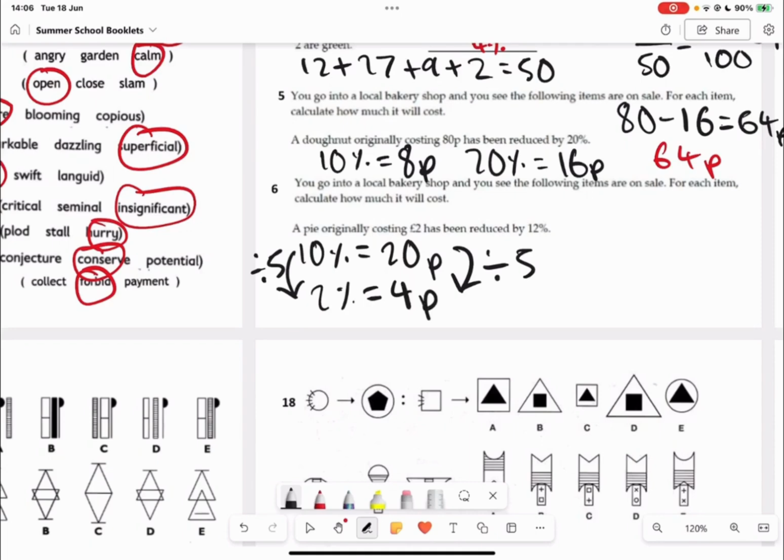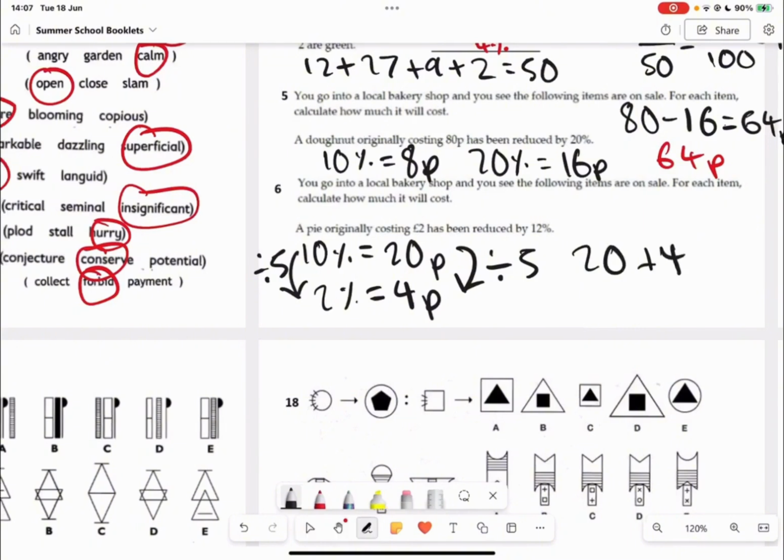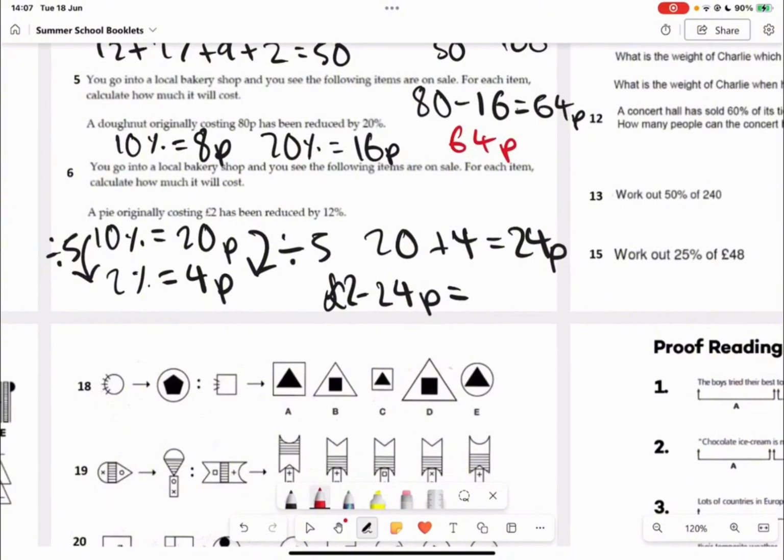So then we find what 12% is, which is equal to 20 plus 4, and that will be equal to 24p. And then we do our £2 minus 24p, which will be equal to our answer, which is £1.76.